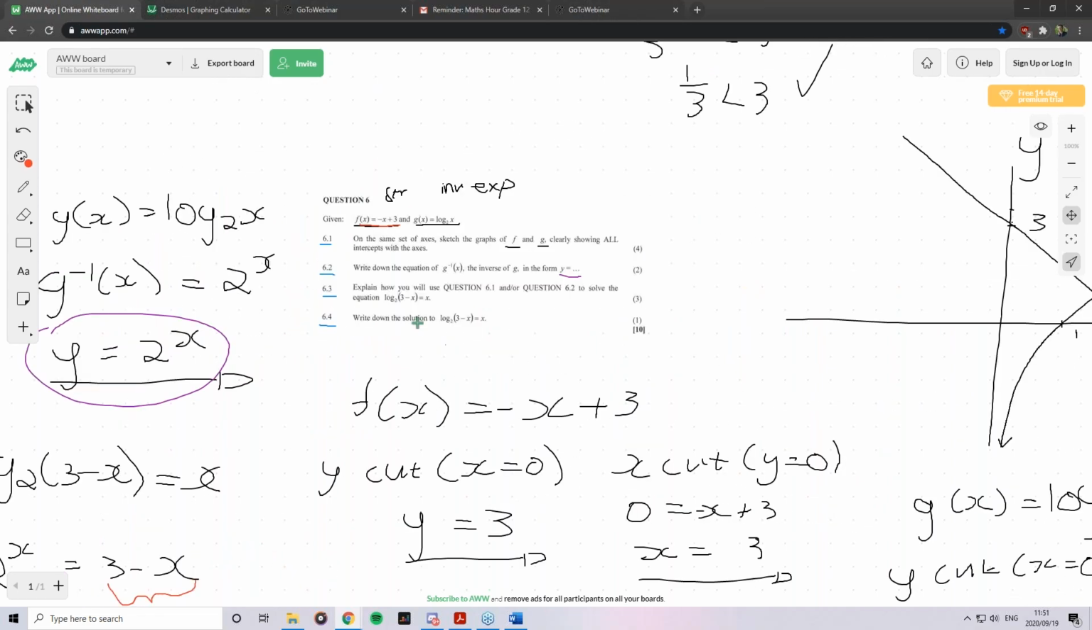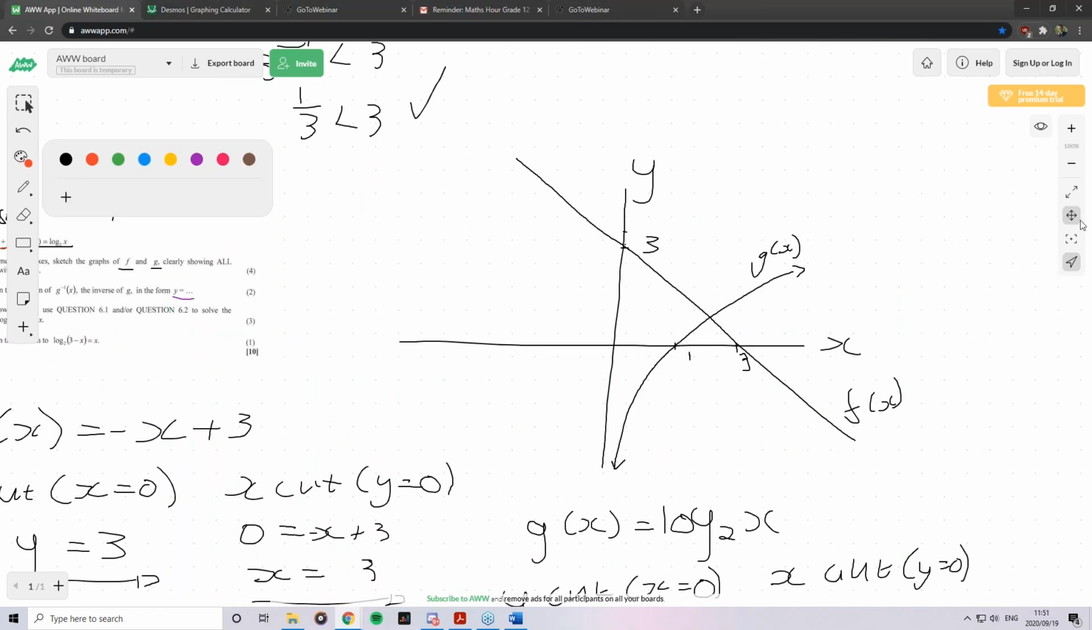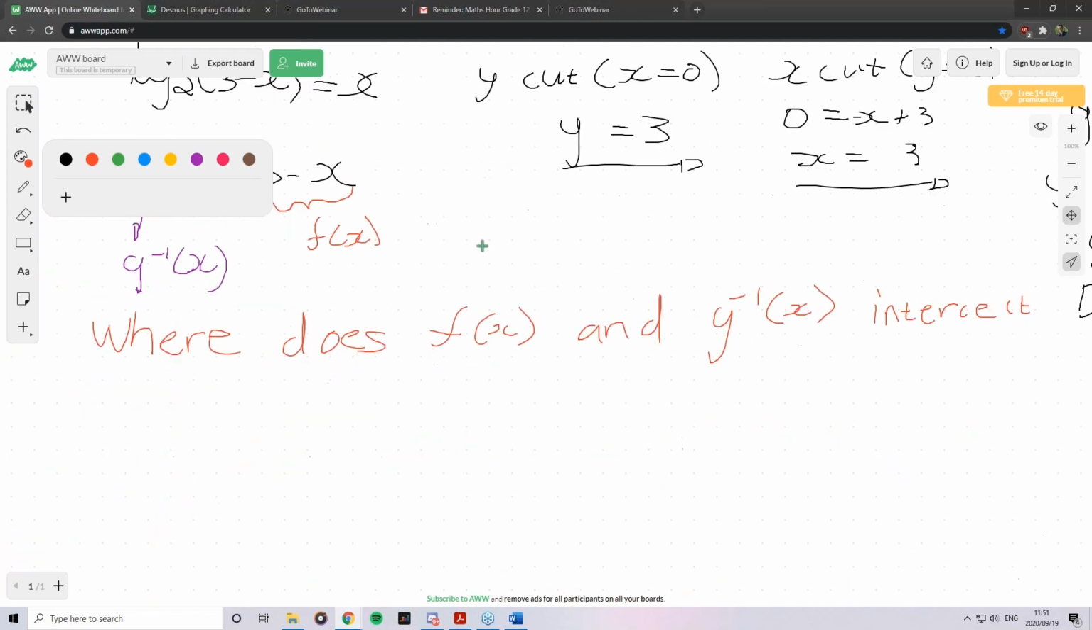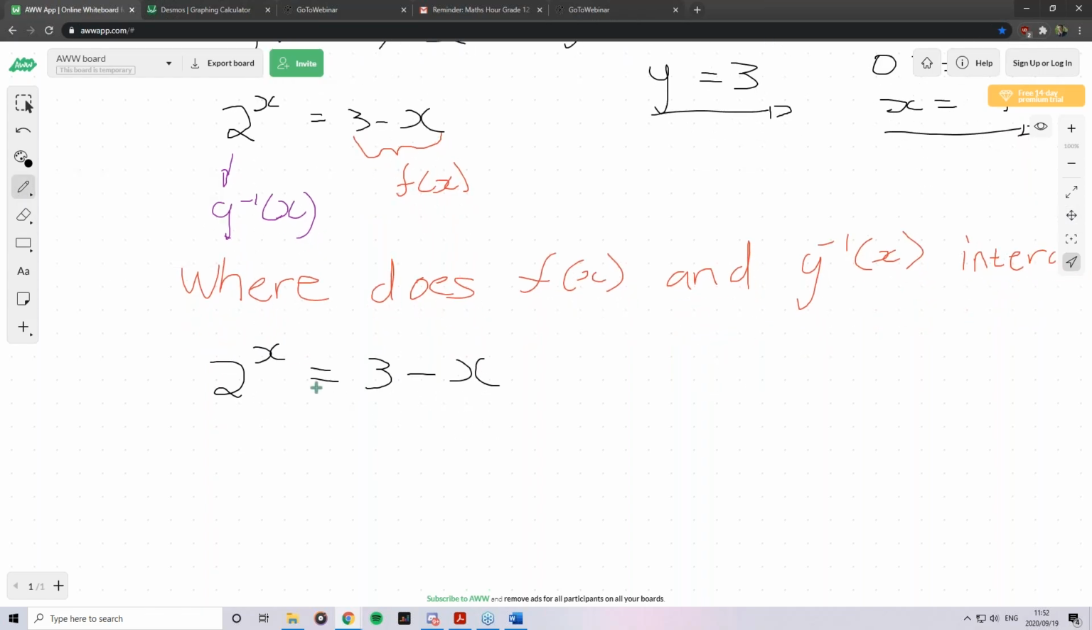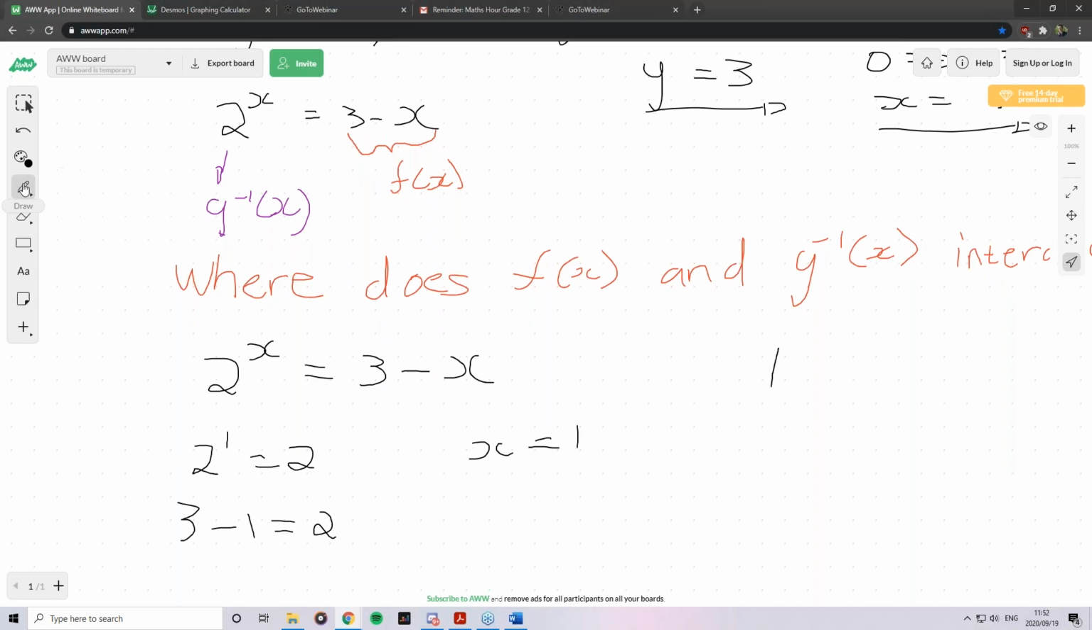Now they go and say, write down the solution. Now, I'm just going to show you. You don't have to show it like this either. What you can just do is say 2 to the x is equal to 3 minus x. Now, I can just reason this. What must x be so that this holds? Well, if x is 0, 2 to the 0 is 1, 3 minus 0, no. But I can see that 2 to the 1 is equal to 2, and 3 minus 1 is equal to 2, so x is just 1. So that's literally it. That's the solution for the equation. The solution is that x is equal to 1.